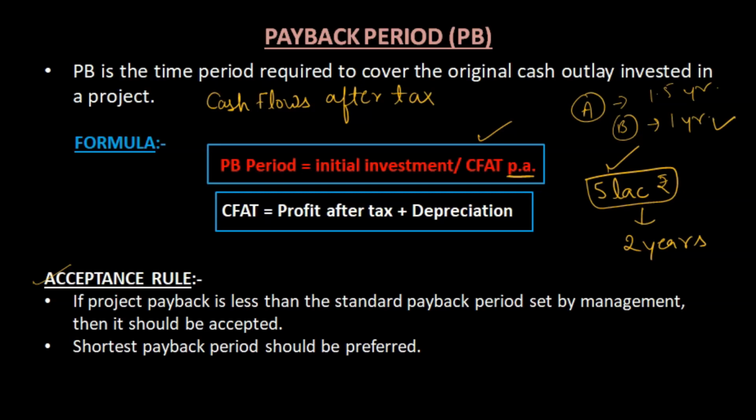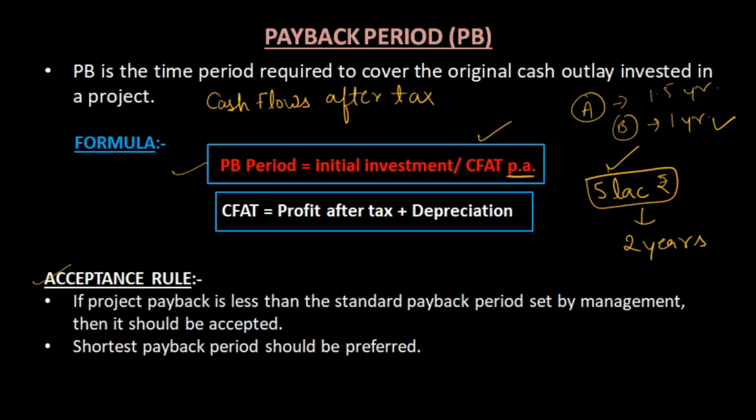If it is different every year, then how will you take it? So for that, there is a different approach. We'll see it with the problems. So for CFAT, the formula is initial investment divided by CFAT per annum. This is the formula. So this is the main formula.